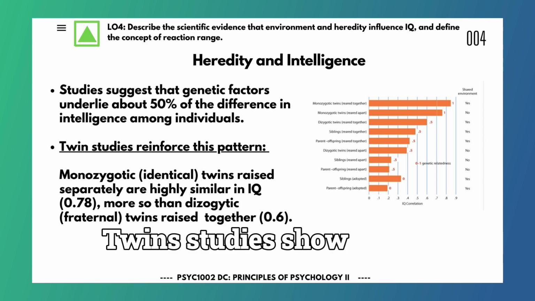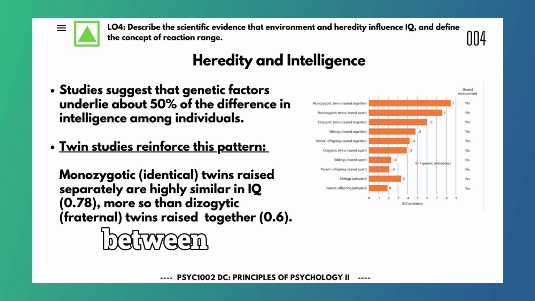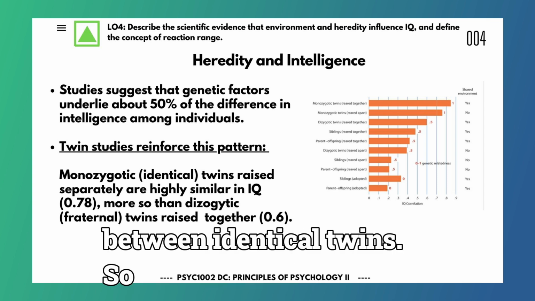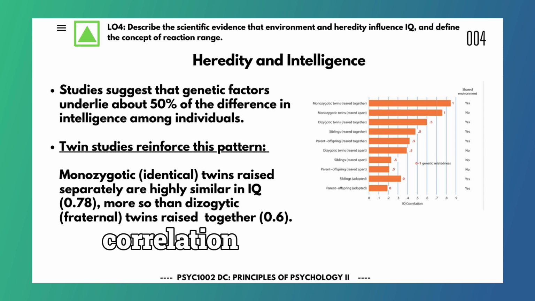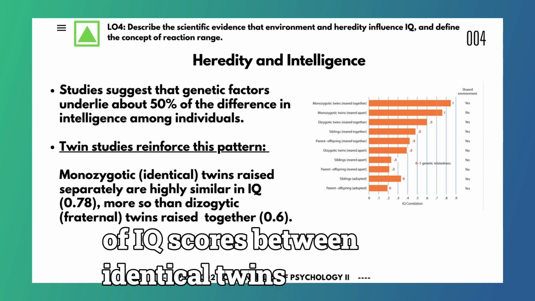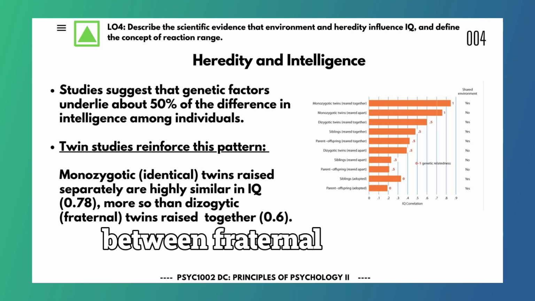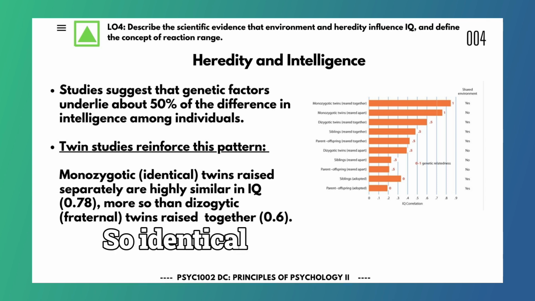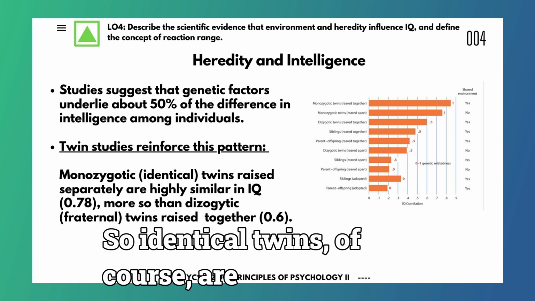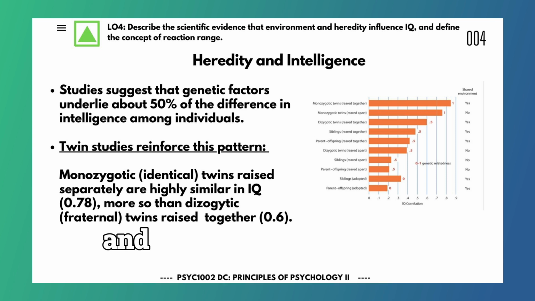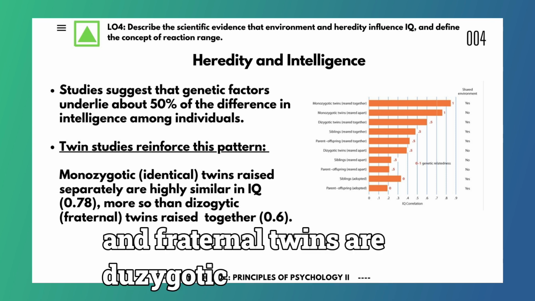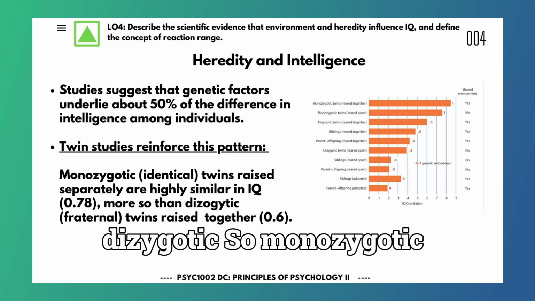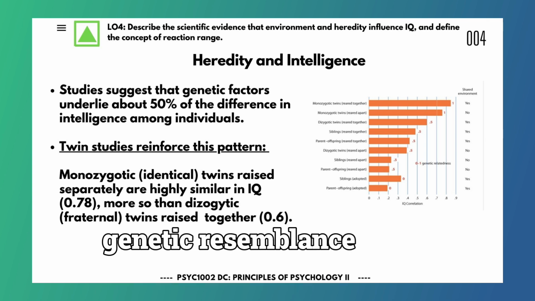Twin studies show a higher correlation between identical twins. So there's a higher correlation of IQ scores between identical twins than between fraternal twins. Identical twins, of course, are monozygotic, and fraternal twins are dizygotic, and monozygotic twins have a higher genetic resemblance, of course.